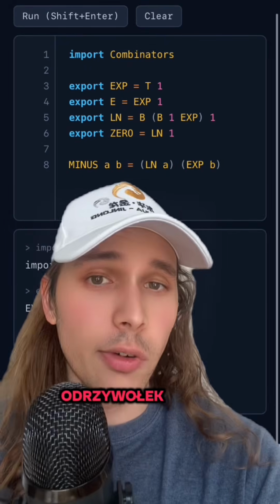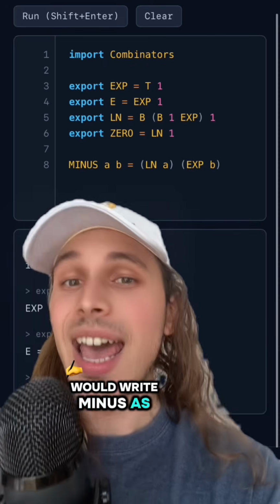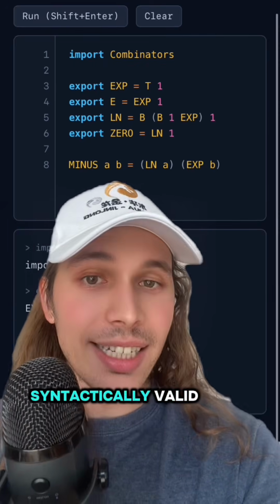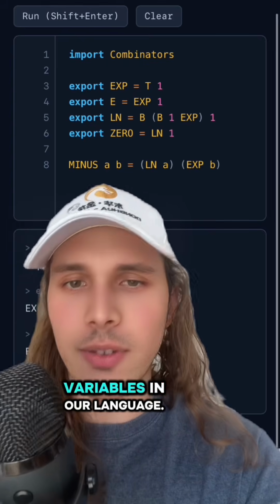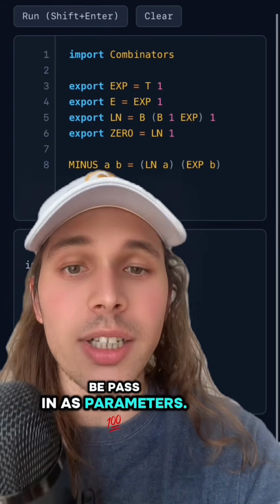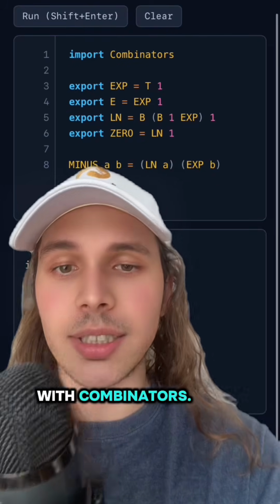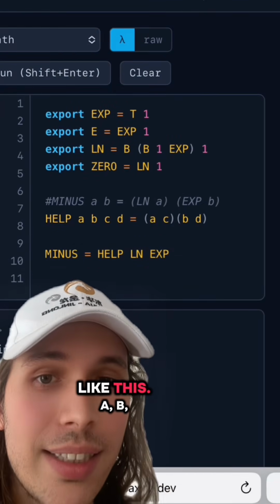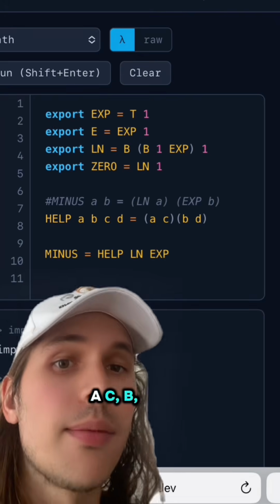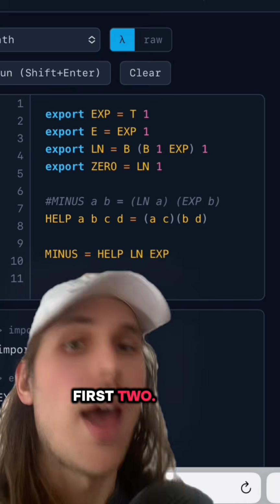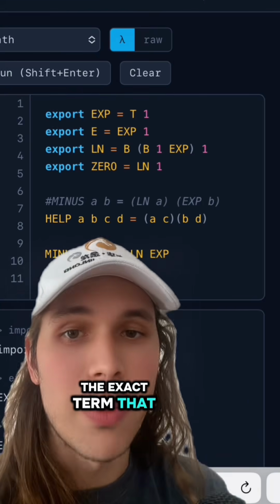So according to the paper, this is how you would write minus, as ln of a applied to exp of b. But this is not syntactically valid because there's no named variables in our language. A and b cannot be passed in as parameters. We have to produce that with combinators. So I realized we could do this with a helper function that just swaps the parameters around like this. A, B, C, D goes to A, C, B, D, and then pass in ln and exp as the first two, and then we have the exact term that we want.